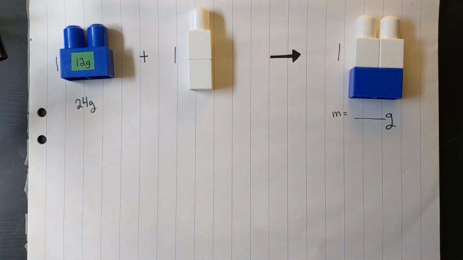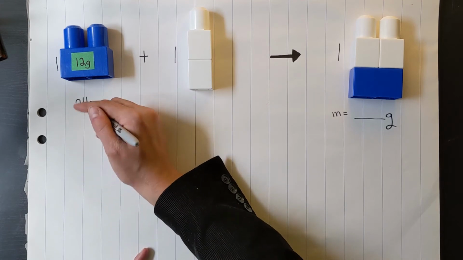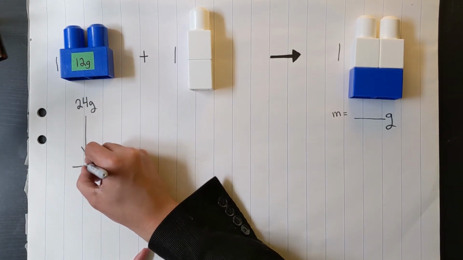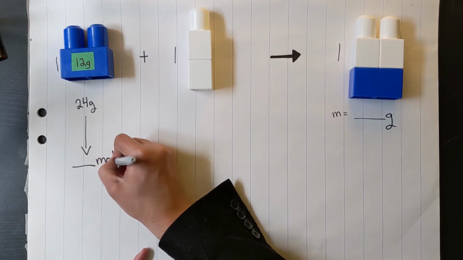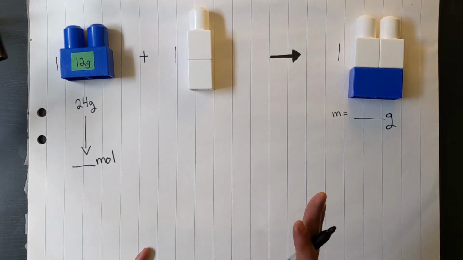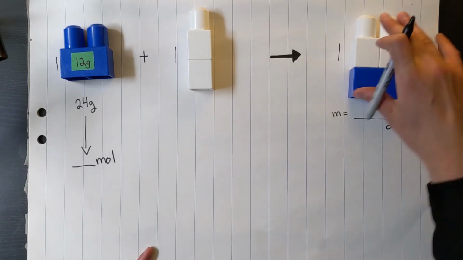So what I need to figure out is how many moles of my reactant are going to react away. So that's going to be my first step. I'm starting with the mass that I have here, and I need to figure out how many moles of this reactant does that represent. Then I need to figure out how many moles of my product will form.